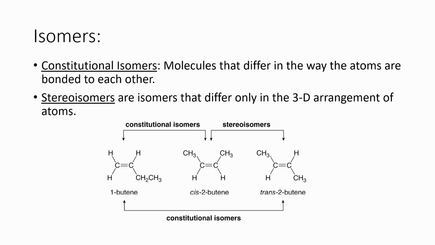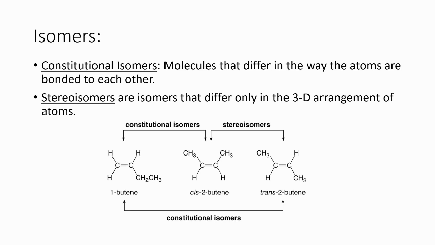Alright, and this is on your chapter 13 handout, this picture. So last time we talked about a constitutional isomer, a molecule that differs in the way the atoms are bonded to each other. So there we gave an example of propane with a bromine atom bonded on the end or in the middle. That's a constitutional isomer. The atoms are connected differently, but we have the same formula.